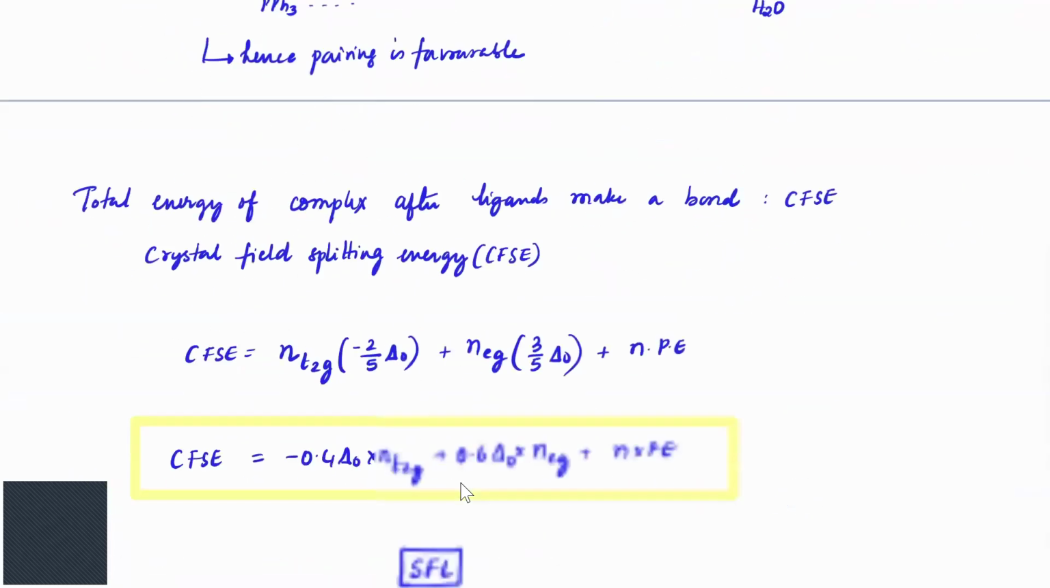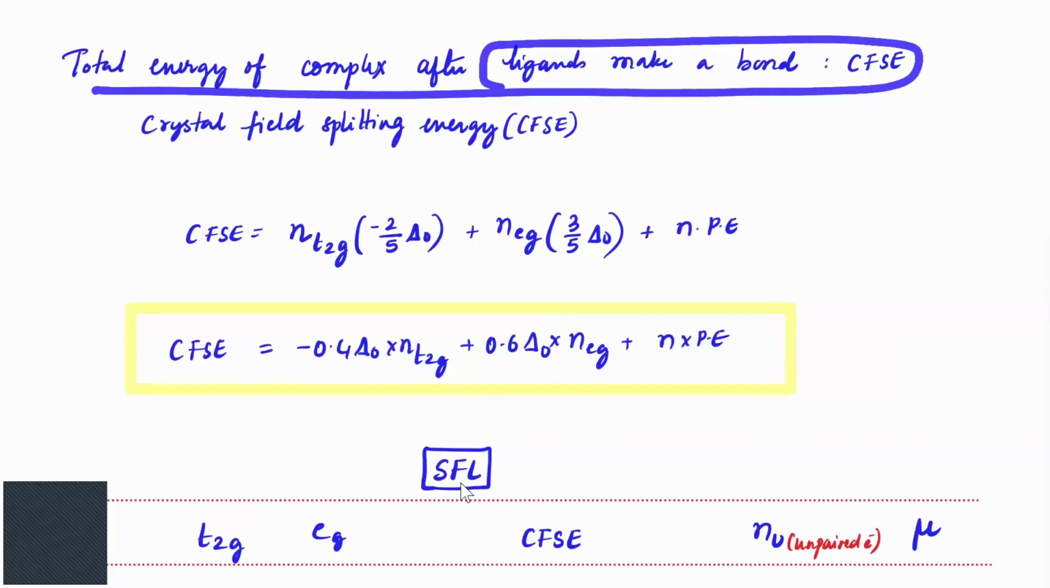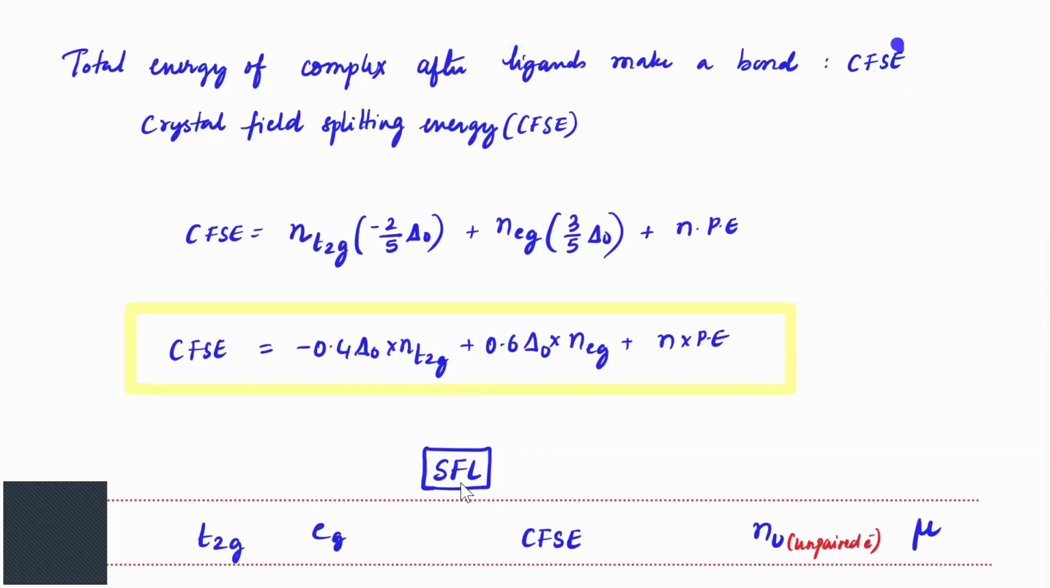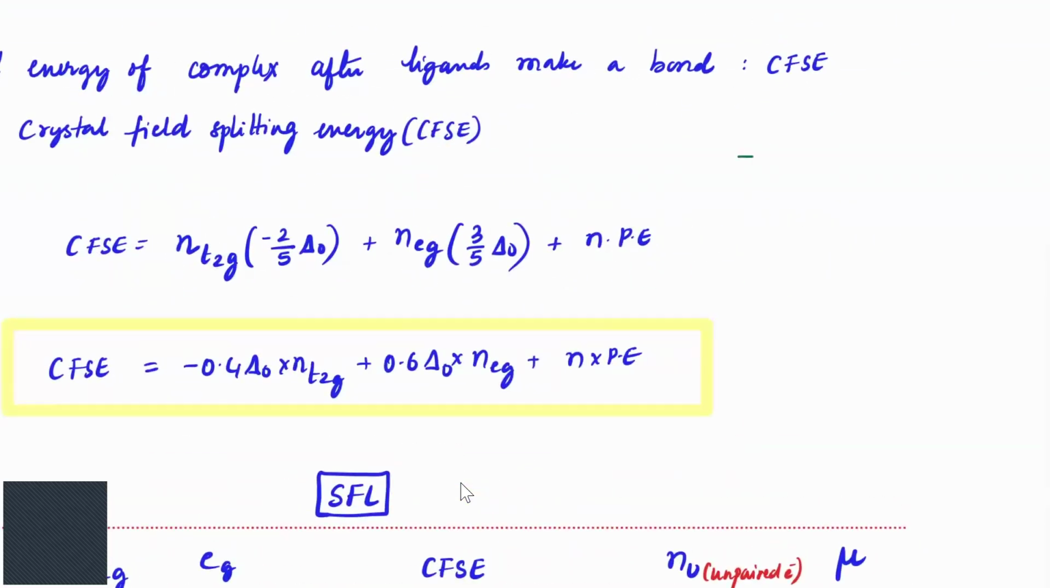Okay. Now consider this. The total energy of the complex after the ligand makes a bond is called CFSE, that is crystal field splitting energy. This is the total energy of the complex. By formula, how do we write it down? See, here you can see when you have a splitting, we have the T2g set as well as the Eg set. This is Eg and this is T2g.